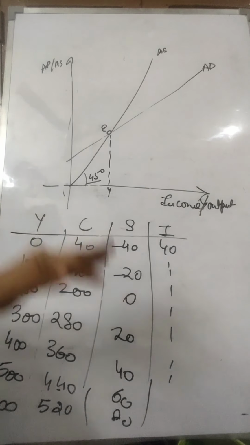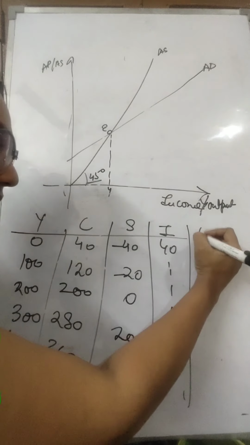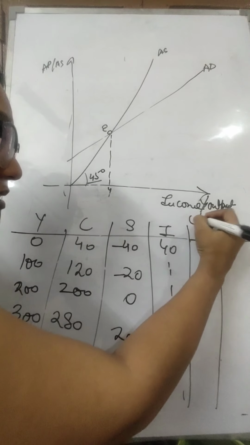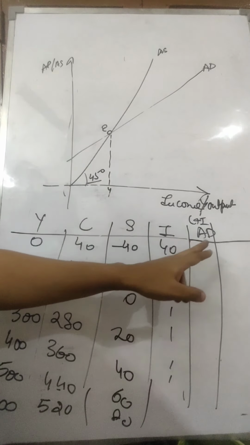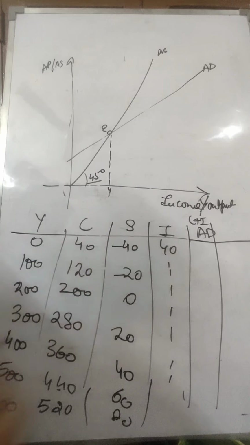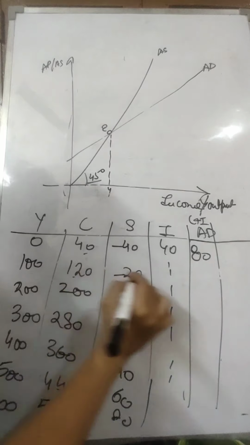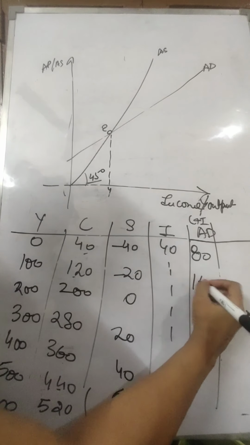Now, coming to the next part, what is AD here? AD will be C plus I as per our formula. So AD will be C plus I, that is 40 plus 40, 80. Then I will have 120 plus 40, that is 160.